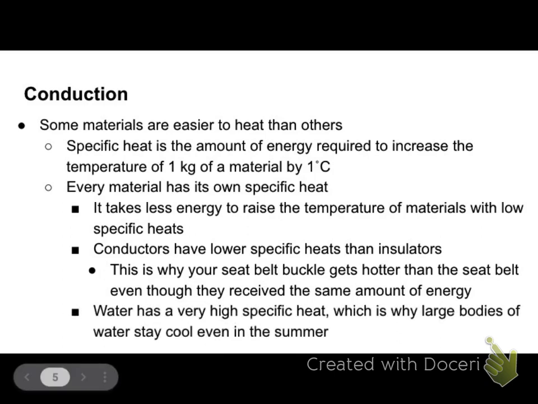Water has a very high specific heat, which is why large bodies of water like a lake or the ocean tend to stay cool even in the summer when temperatures outside are very high.